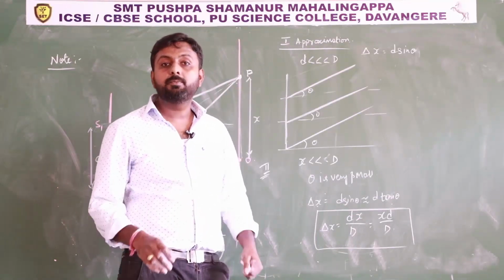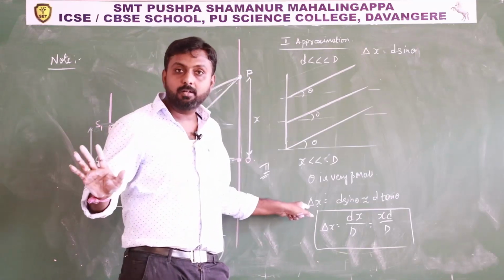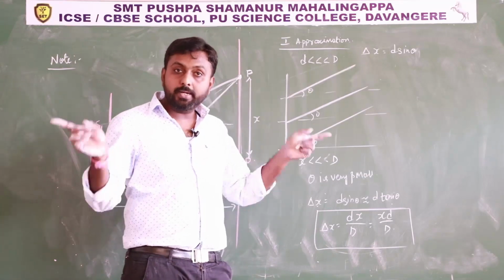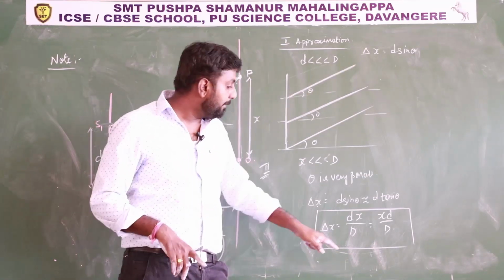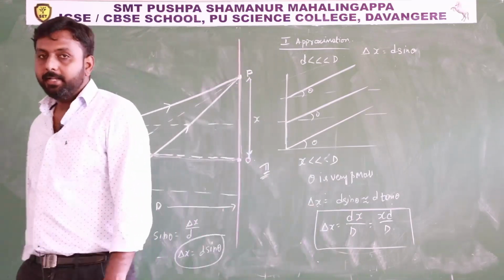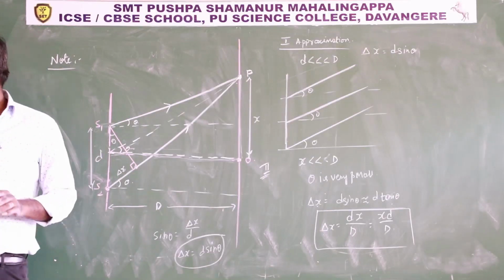While solving problems, we have to observe both conditions. If the second condition is not obeyed, then the path difference is only d sin theta. If both conditions are obeyed, then the path difference is xd divided by capital D. Just as a note, you remember these points.